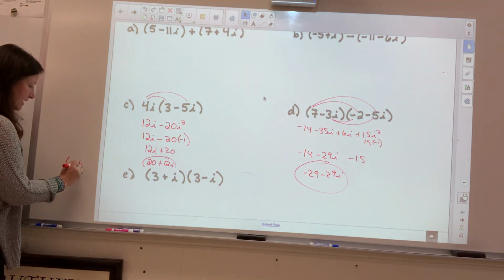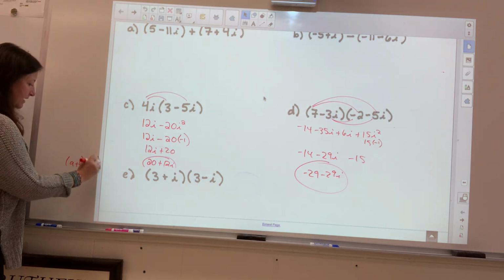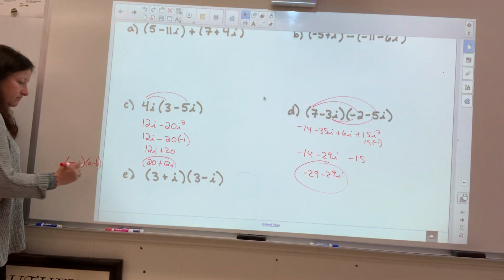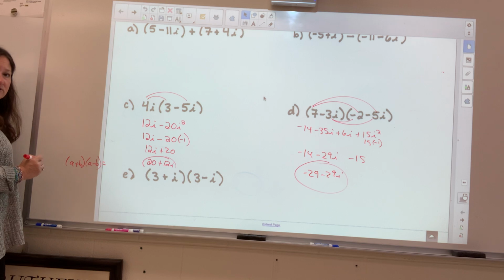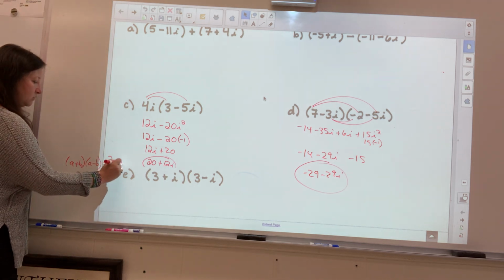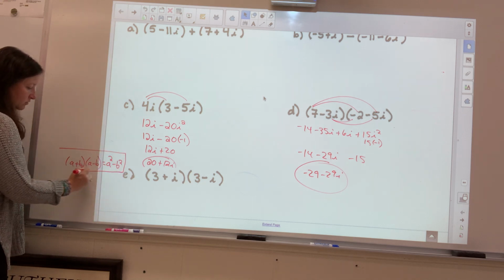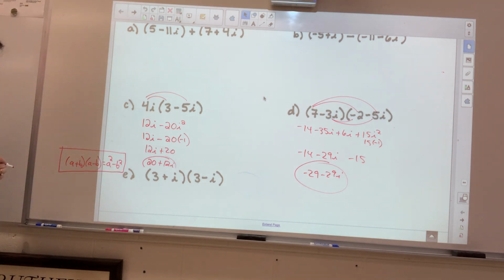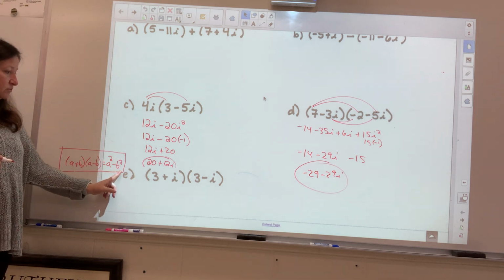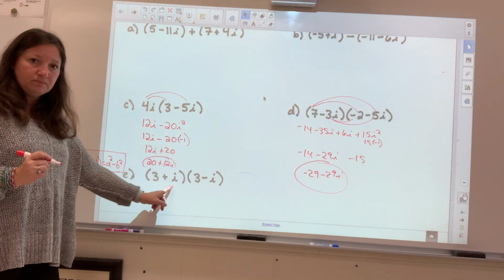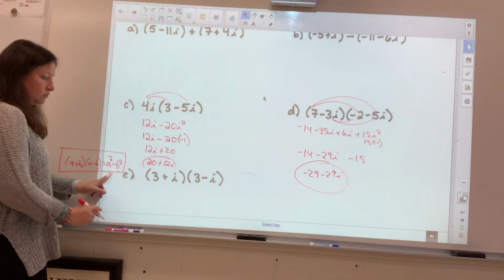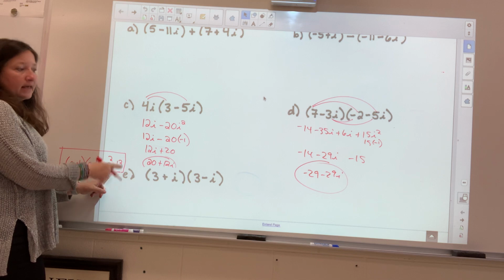A plus B times A minus B. What is that pattern? That's the difference of squares pattern. What does the difference of squares pattern make? A squared minus B squared. If you've forgotten your difference of squares pattern, you need to write that in your notes again. A plus B times A minus B makes A squared minus B squared. We've got an A plus B times an A minus B, which means we can go straight to the difference of squares. What's A? A is 3.